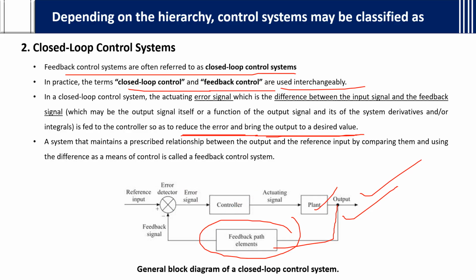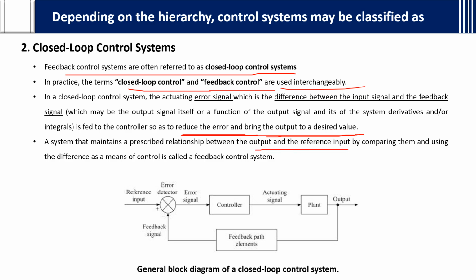Understand? This is the main advantage of a closed loop control system. A system that maintains a prescribed relationship between output and the reference input by comparing them and using the difference as a means of control is called a feedback control system.